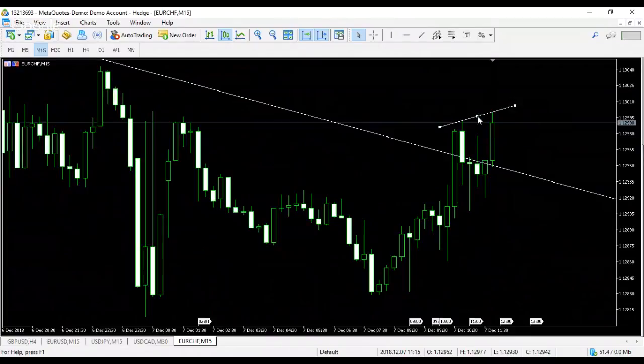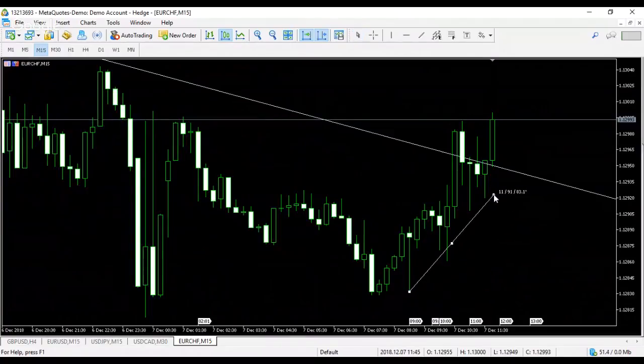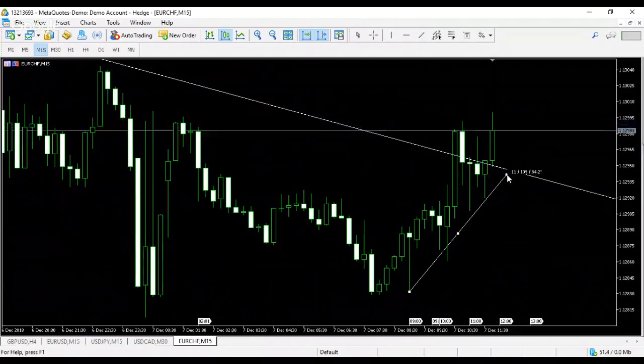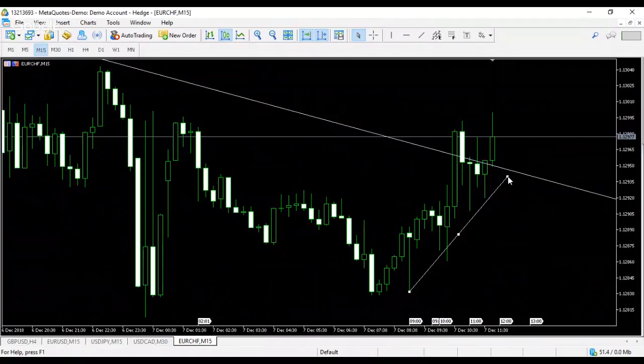We have this one here. It confirms that the trend is going up. We have this one here. Confirms that the trend is going up. You can put it there. It shows that the trend is going up, and that's how you determine where the market is going.